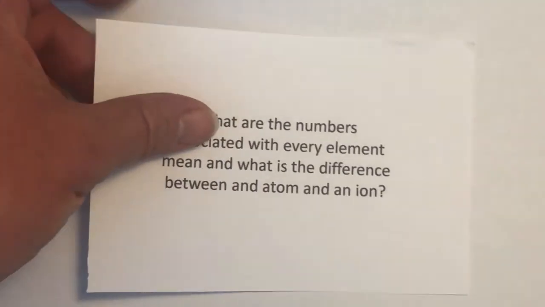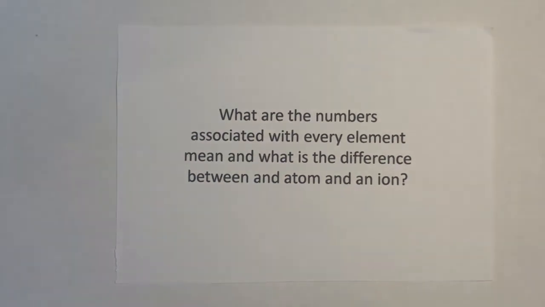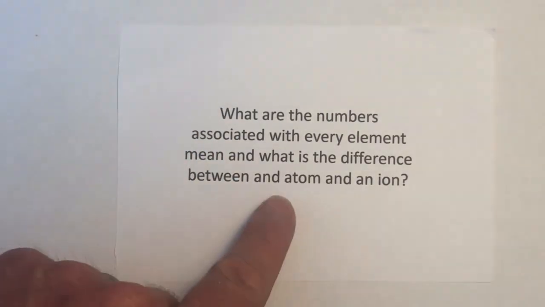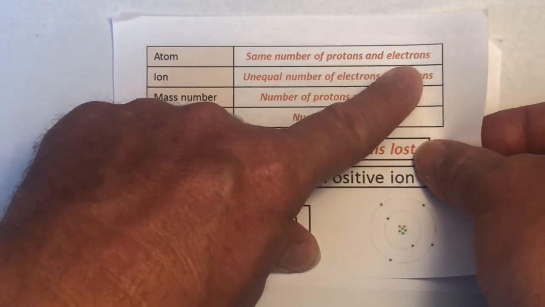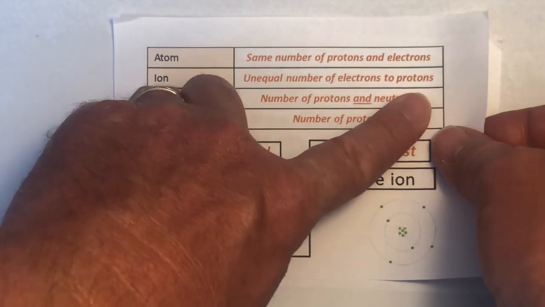All right, so that then answers the question: what are the numbers associated with every element? You've got your mass number and atomic number. What is the difference between an atom and an ion? An atom is the same number of protons and electrons. An ion has an unequal number of electrons and protons.